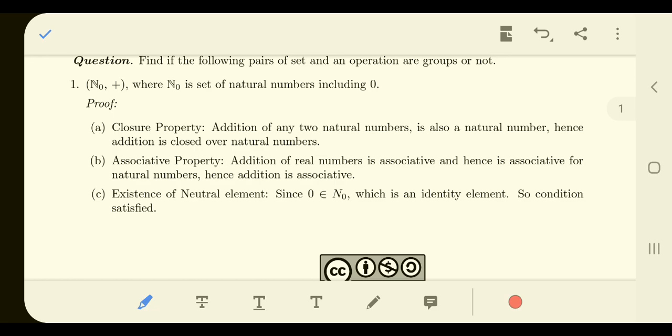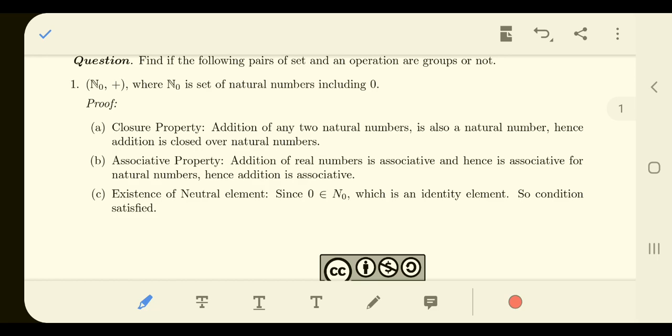Now going to the associative property. Let us suppose we are talking about real numbers. Whenever you add them, it does not matter if you have three numbers, whether you add the latter two numbers or the former two numbers first, it doesn't matter. And since natural numbers are also real numbers, they also follow that property, and hence this particular algebraic structure N0 with plus also has the associative property.